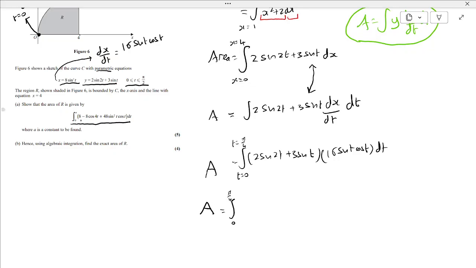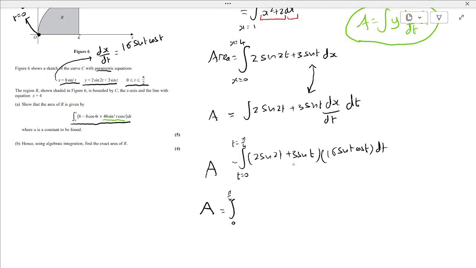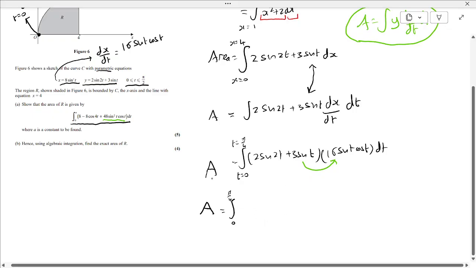Looking at what I have, or what I'm aiming for, I do notice this 48 sine squared t cos t. And I'm thinking about this here. Your first thought might be to expand the brackets, and that's actually very good. 3 sine t times 16 sine t cos t will give me my 48 sine squared t cos t. So expanding the brackets here is a good step to make. It's going to get me at least part way to the solution.